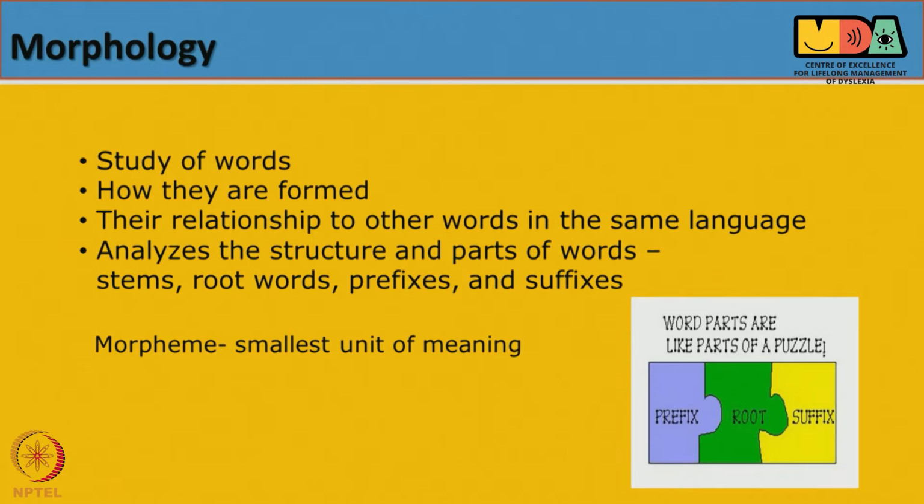Today, we are going to talk about morphology. Morphology is the study of words, how they are formed. It talks about how their relationship is to the other words in the same language. It analyzes the structure and parts of the words, that is the stem or the root words, the prefixes and the suffixes. Morphemes are the smallest unit of letters that makes meaning, and it's added to a root word.